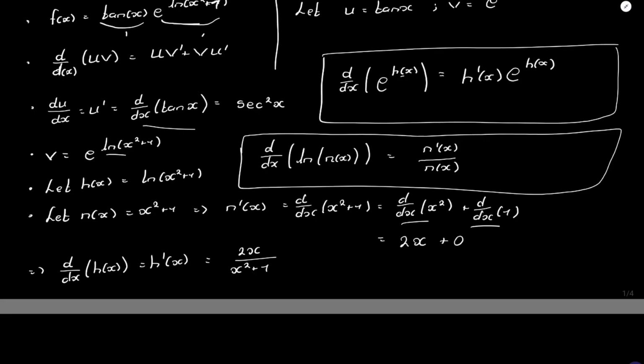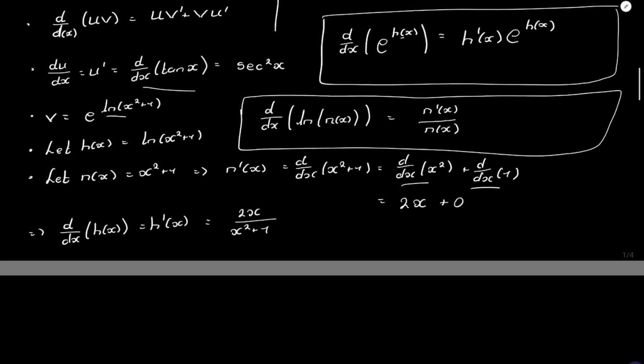Perfect. But if you can still recall, we calculated h prime of x in order to calculate v prime. Why? Right? We notice that v was equal to e to the power h of x.